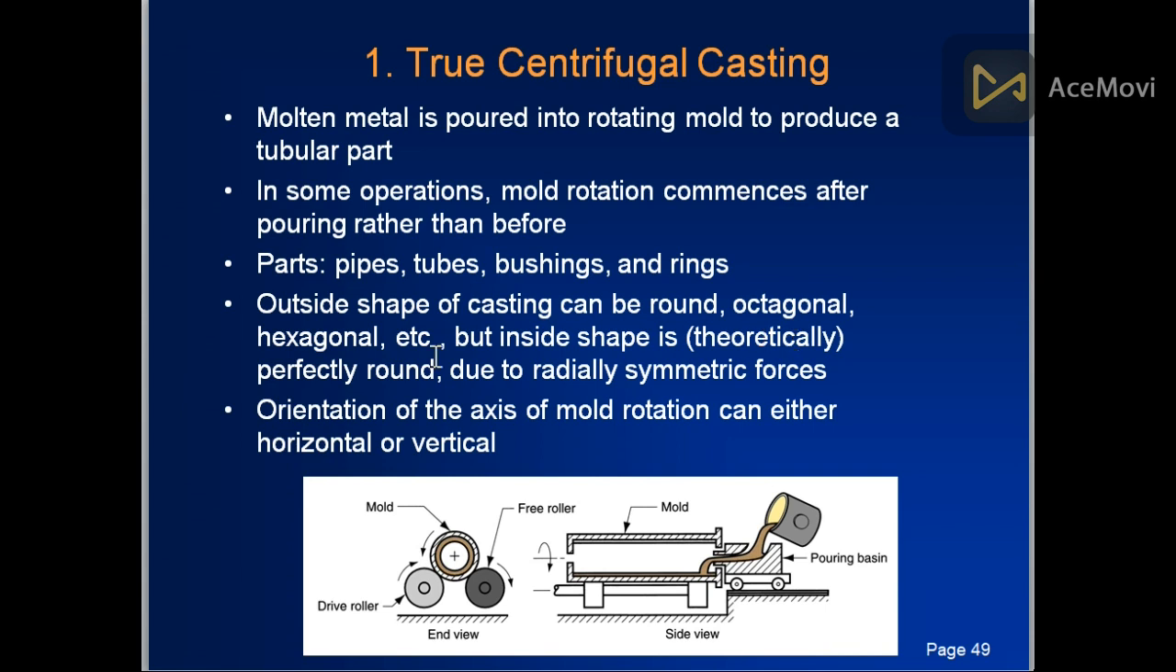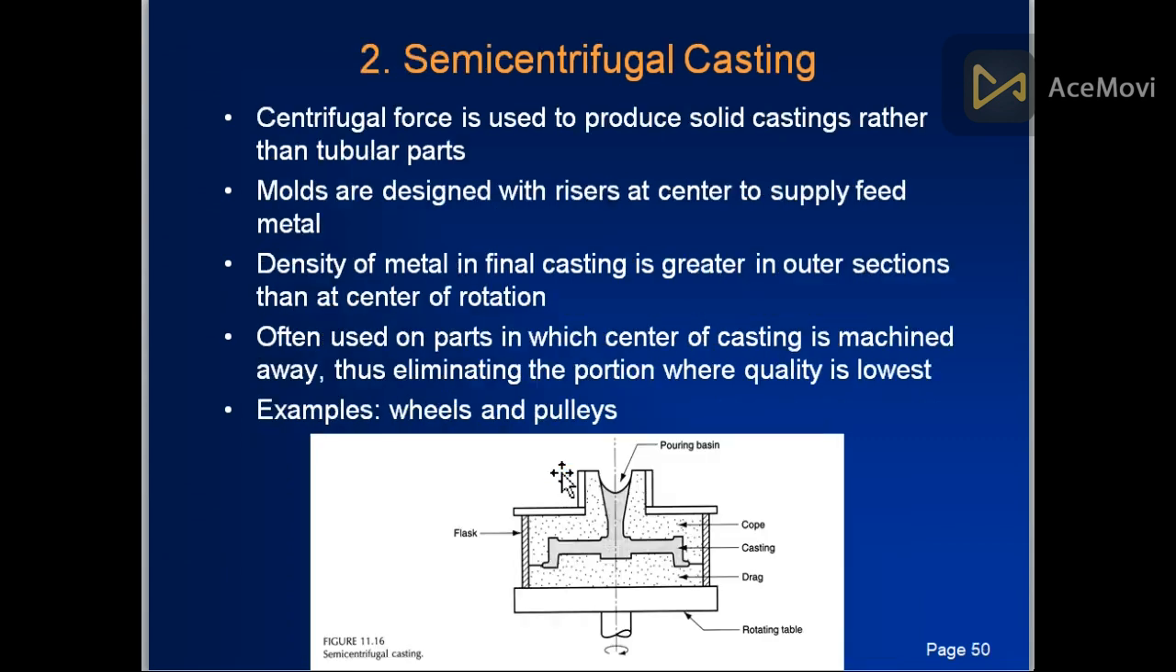The outside shape of the casting may be round, octagonal, or hexagonal, but the inside shape is perfectly round due to radially symmetric forces. The orientation of the axis of mold rotation can be either horizontal or vertical. In this, the internal shape must be round. So this is true centrifugal casting.